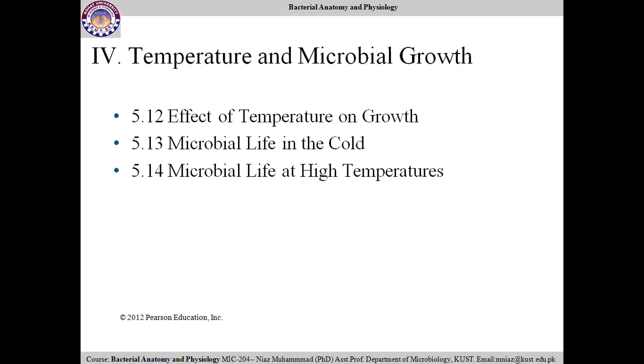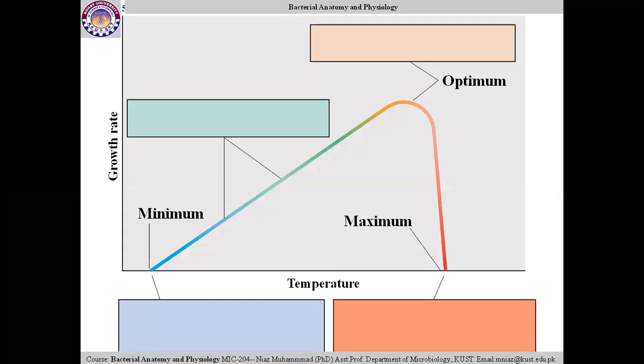Temperature and microbial growth. Now we have to see what is the role of temperature on microbial growth. So we will see effect of temperature on growth, as well as we will see microbial life in cold environment, as well as microbial life in high temperature. So here we can see that this is the temperature and this is growth.